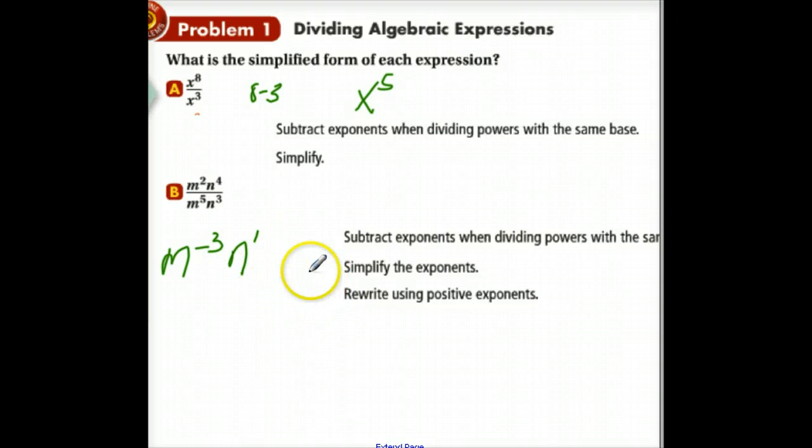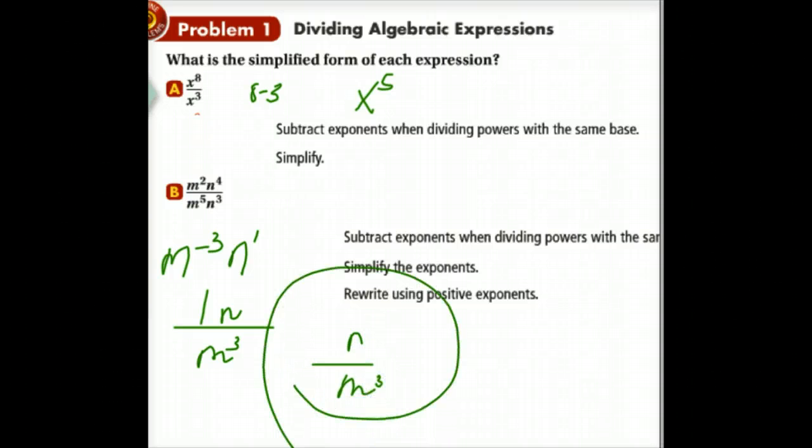Now, we learned that to have an answer in complete simplified form, we want to get rid of negative exponents. So I'm going to put that m to the 3rd on the bottom. Moving it to the denominator makes the exponent positive. And my n to the 1st power can stay. So n over m to the 3rd would be my final answer.